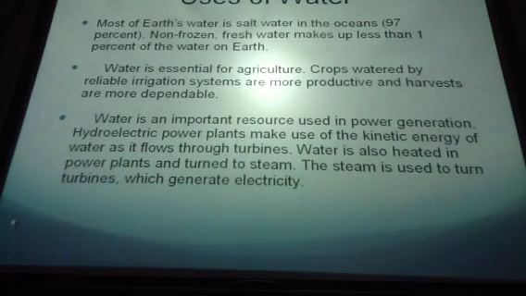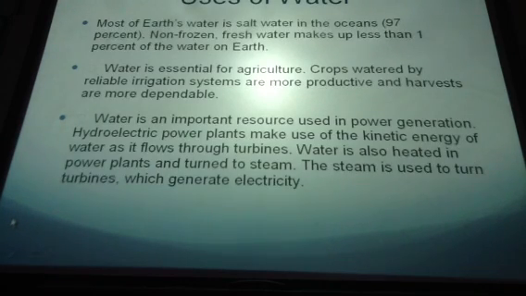Humans have many uses of water. Most of Earth's water is salt water, again 97%. Non-frozen fresh water makes up less than 1% of all the water on Earth. Water is essential for agriculture, which is growing crops. Crops watered by reliable irrigation systems are more productive and harvests are more dependable. So irrigation is watering farm crops.